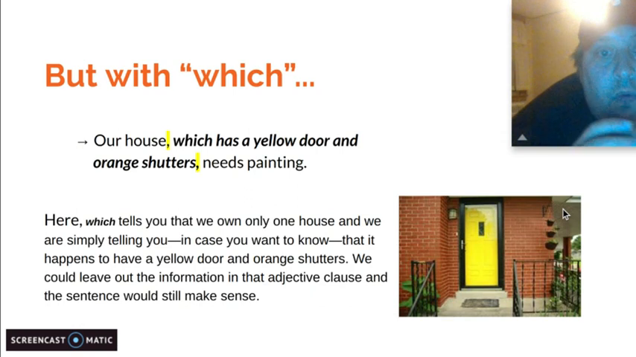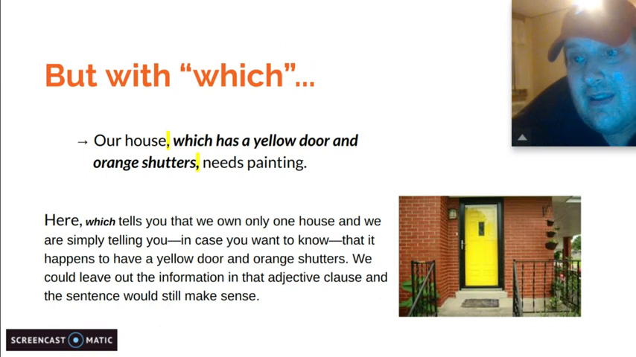Okay. Now here we use which. Our house, which has a yellow door and orange shutters, needs painting. Now see, we use the commas with which, right? And this is what we call a non-essential clause. Here, which tells you that we own only one house, and we are simply telling you, in case you want to know, that it happens to have a yellow door and orange shutters. We could leave out that information in the adjective clause and the sentence would still make sense. Okay? But if you know that we have one house, we would just say, our house needs painting, right? That other information doesn't really matter.